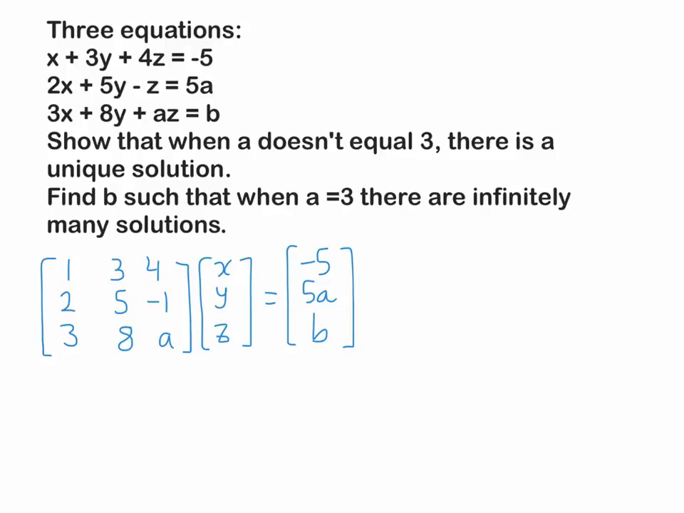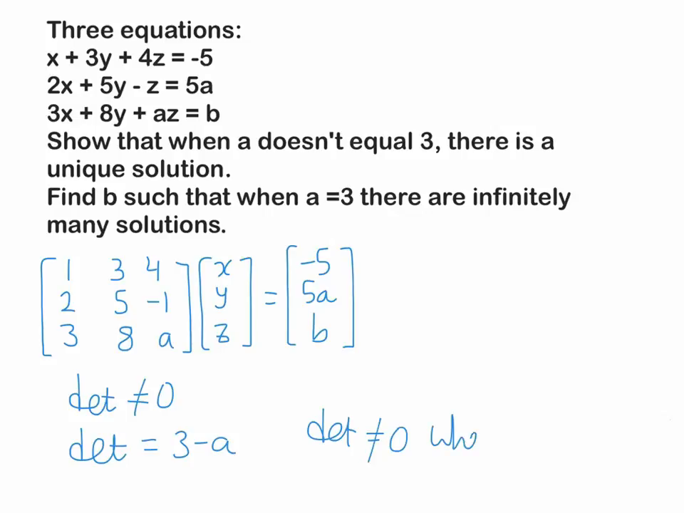So for there to be a unique solution, the determinant can't equal 0. And then we found the determinant, and that just equals 3 minus A. And you can see that that will only equal 0 when 3 equals A. And so the determinant doesn't equal 0 when A doesn't equal 3. And that's the first part of the question done.